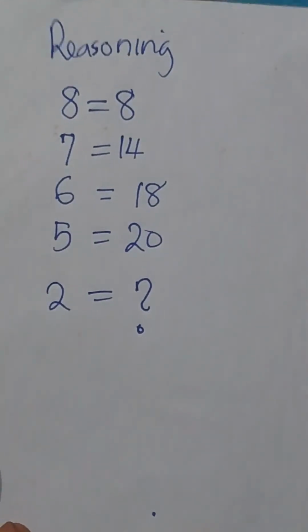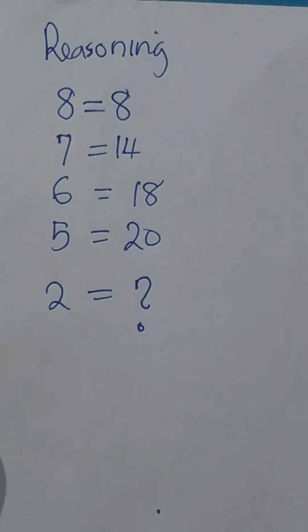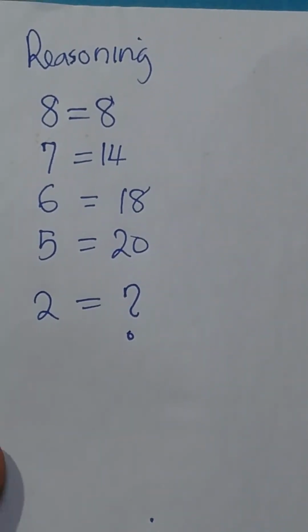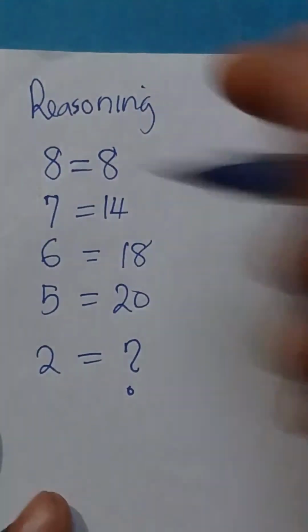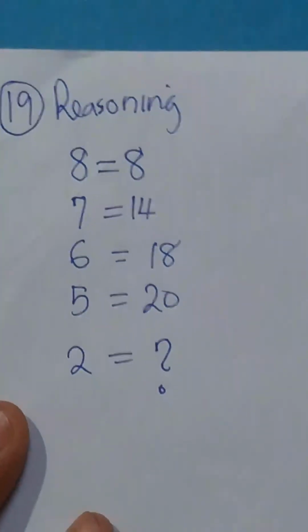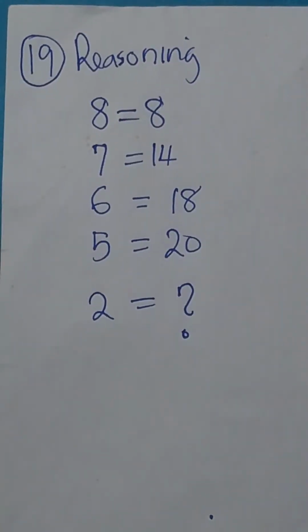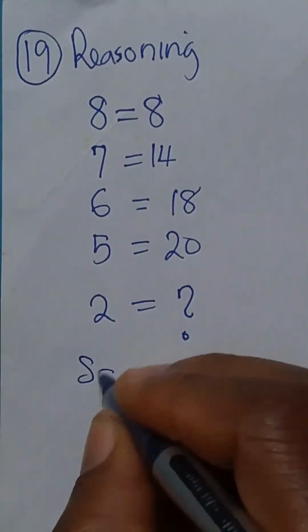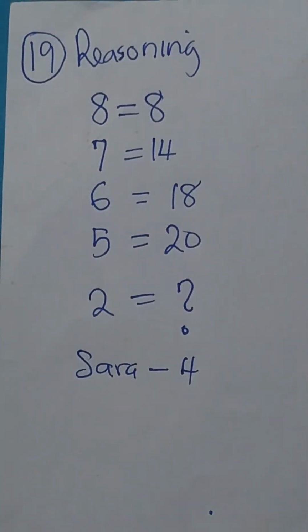Okay, so solve this. This is math reasoning. We have 8 is equal to 8, 7 is equal to 14, 6 is equal to 18, 5 is equal to 20. Then tell me what 2 will be equal to. All right, drop your answer. Let me see. This is the second to the last question, question number 19. After this, we'll answer question number 20 and we'll be good for today. So Sarah says that 2 is equal to 4. Okay. So more answers, please.